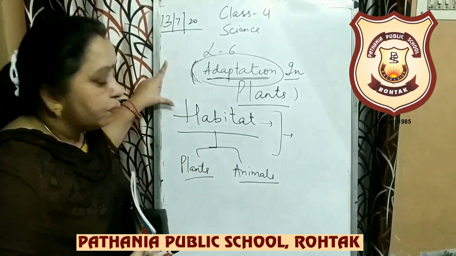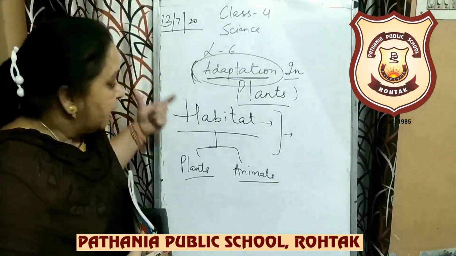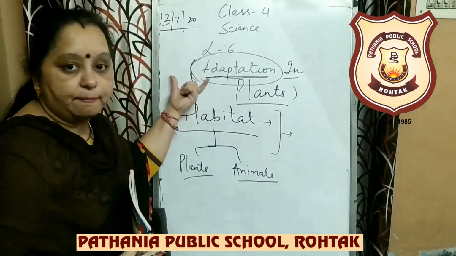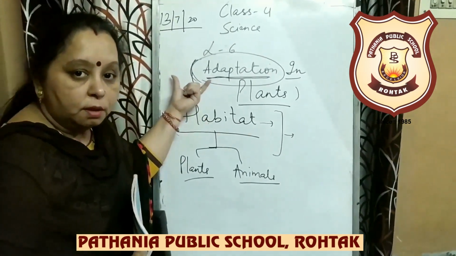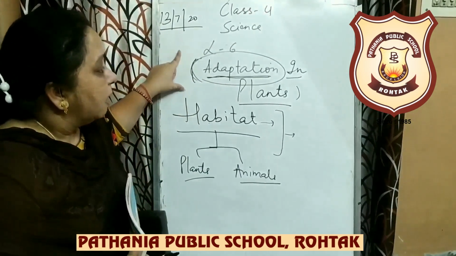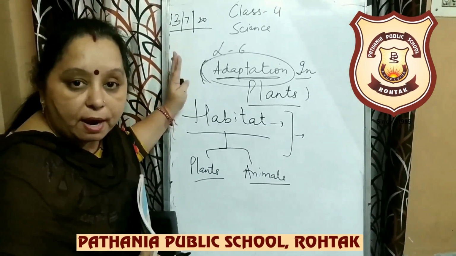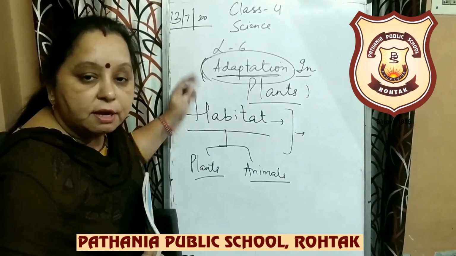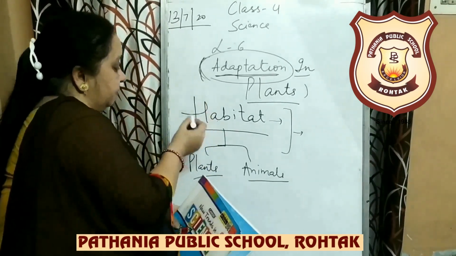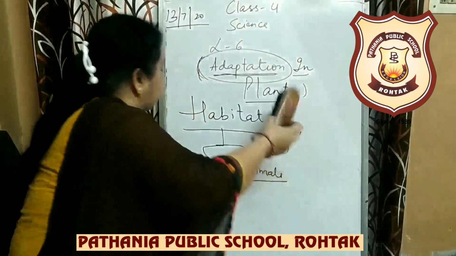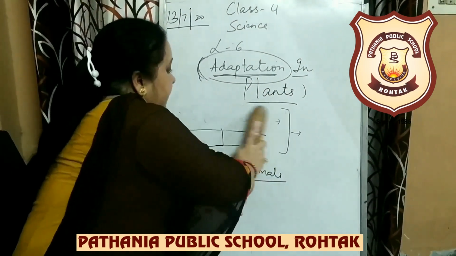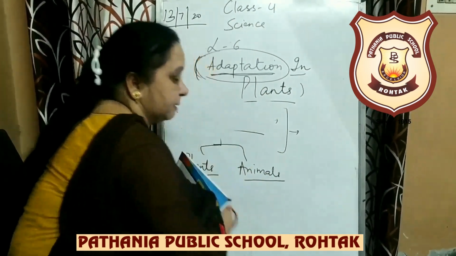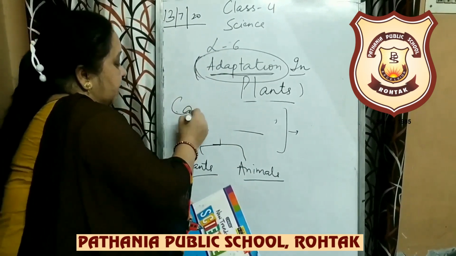Okay, so I hope all of you understand these points. What is habitat and what is adaptation? Yes, beta. I will give some examples of how plants adapt themselves to their surroundings. The first example is cactus.